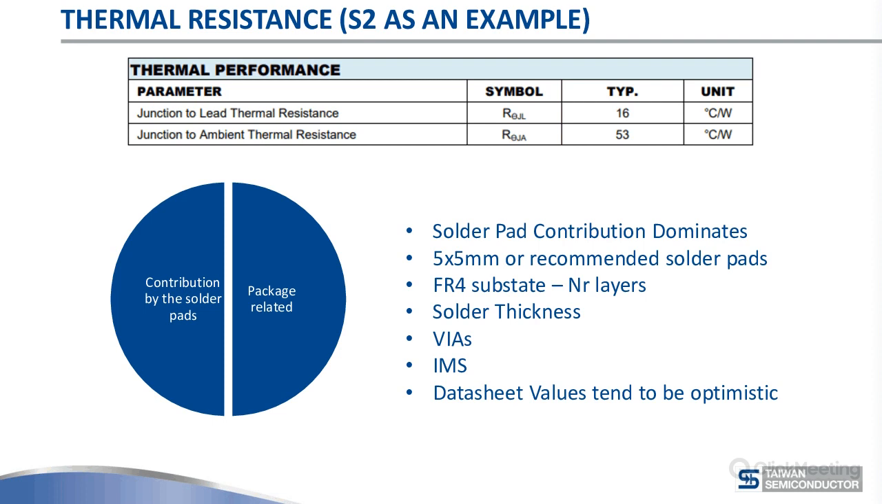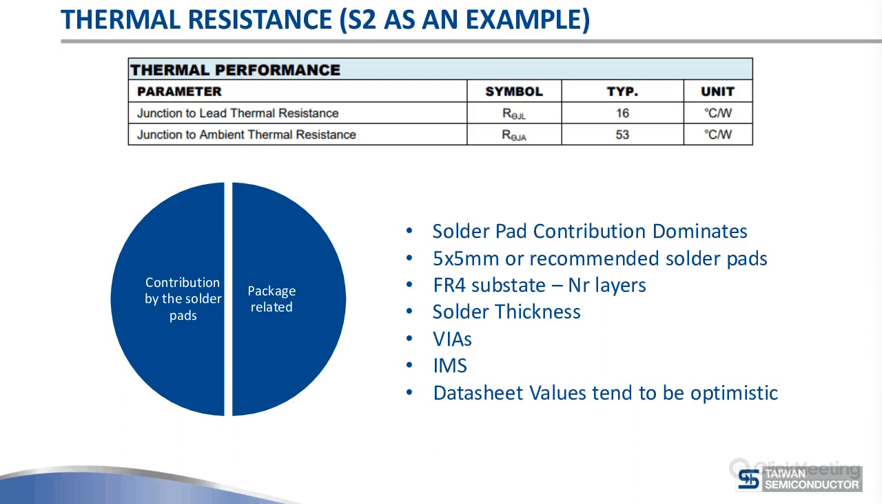Now, the solder pad contribution usually dominates, is the most important part of the thermal resistance, and can vary a lot. The biggest variation is, for example, people like to give very small recommended solder pads, like 1 millimeter by 1 millimeter or smaller. So you get the impression that the component will not take up a lot of PCB space, but then the thermal resistance is measured using 5 millimeter by 5 millimeter solder pads, which is sometimes bigger than the package itself. So this is one area where you really have to be careful.